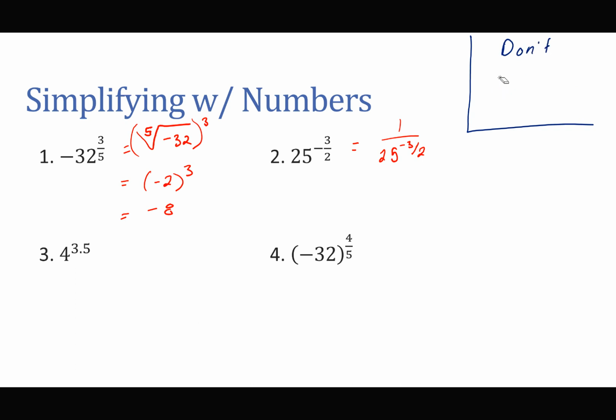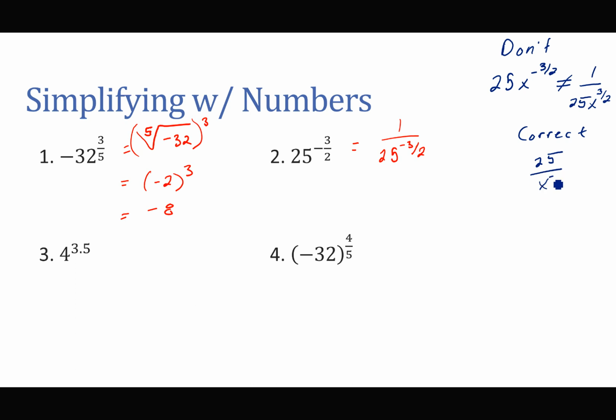If it was, say, 25x to the negative 3/2, do not write that as 1 over 25x to the positive 3/2. That is not the same. This negative 3/2 is only being applied to this x. So the correct way would be 25 all over x to the positive 3/2. Again, where that exponent is being applied is important.